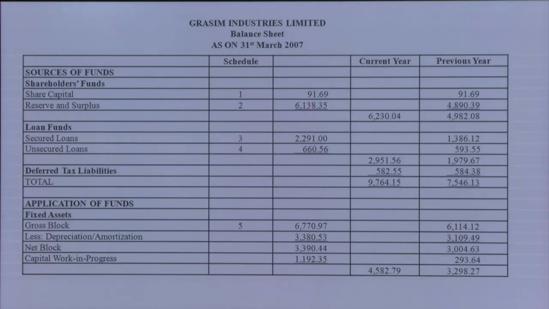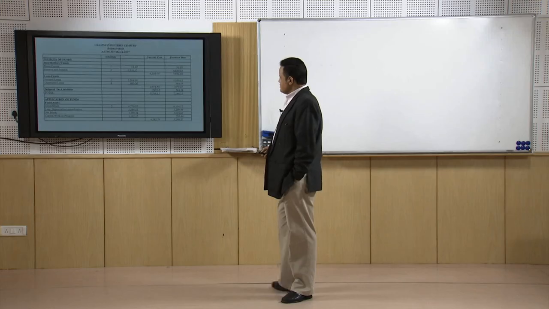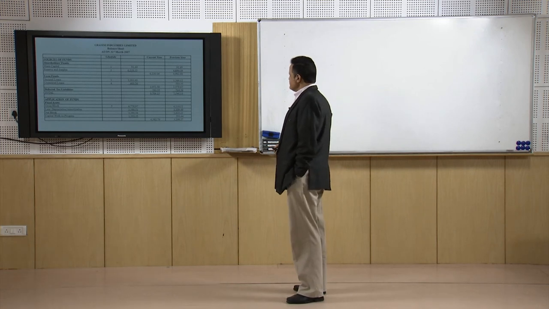And you look at this reserves and surplus figure, which is 6138.35 crores, and which was 4890.39 crores in the previous year. So, you see how much profit has been added here, and the capital has appreciated from about 5000 crores to 6000 crores. So, it is a very good appreciation in 1 year as compared to the previous year.